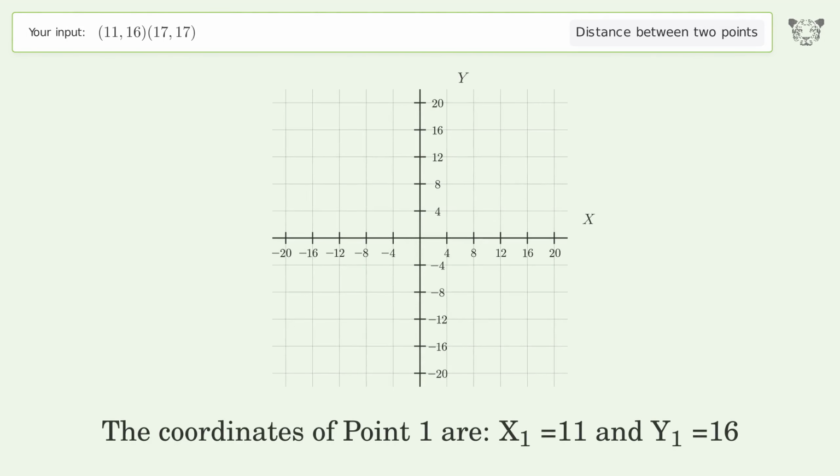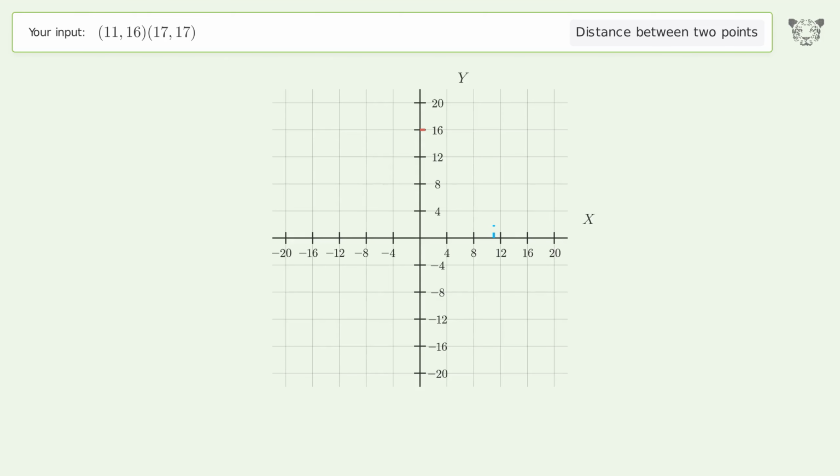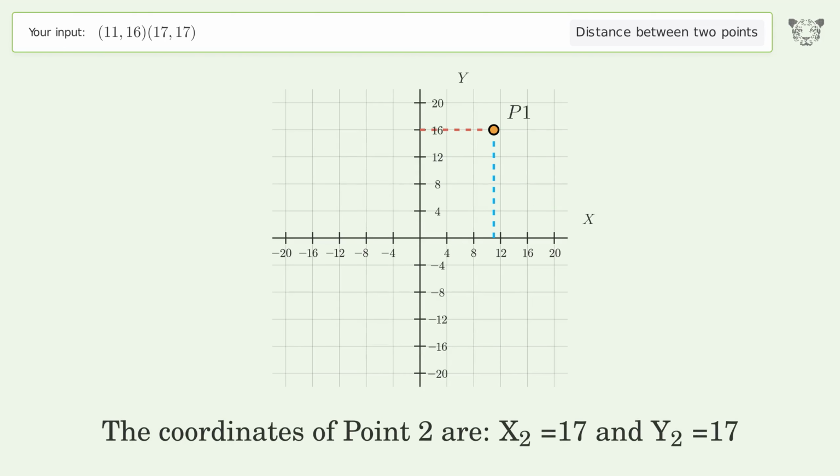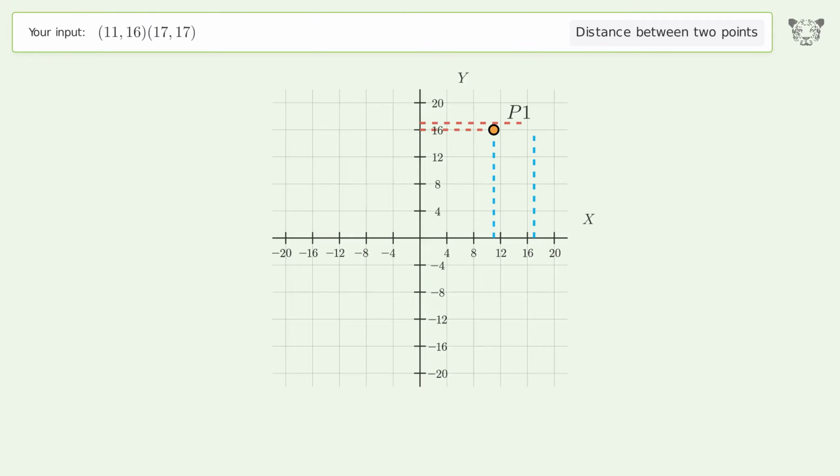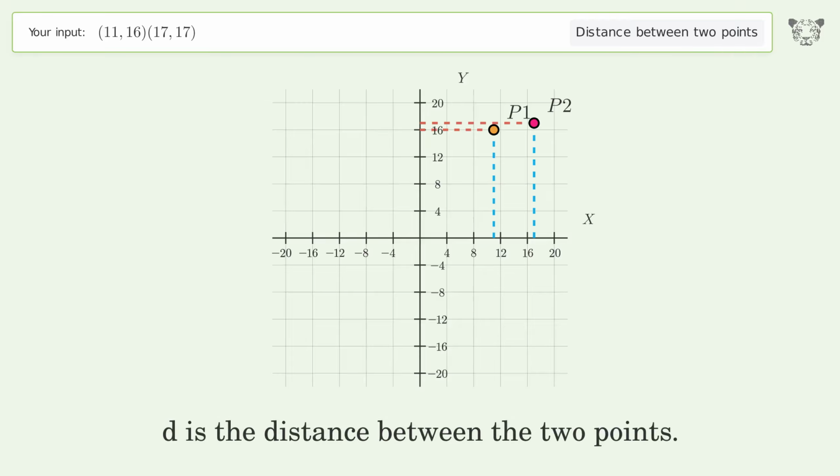The coordinates of point 1 are x1 equals 11 and y1 equals 16. The coordinates of point 2 are x2 equals 17 and y2 equals 17. D is the distance between the 2 points.